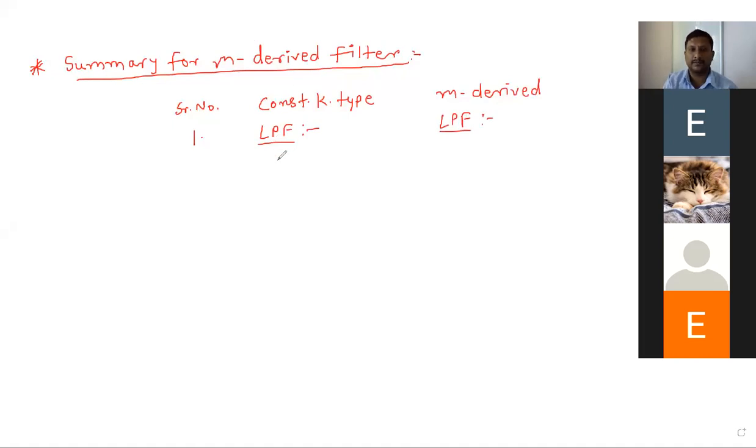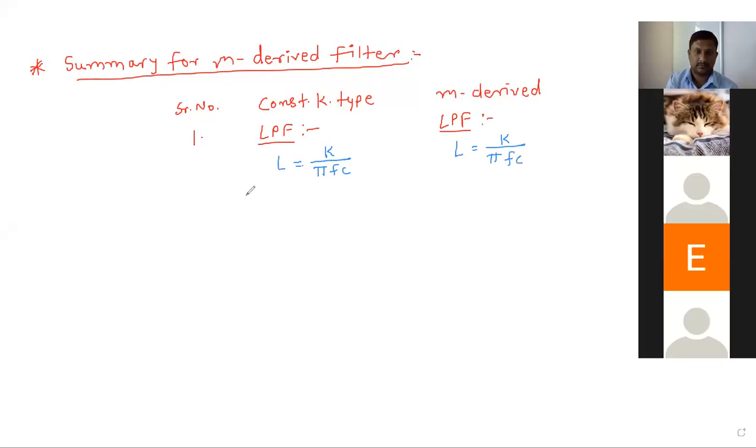So for constant K type, what is the L value? L is equal to K by pi FC. Here it remains the same. L is equal to K by pi FC, correct? Now next, C is equal to 1 upon pi into K into FC. Here also the same. Now next, one more formula is required for the M derived filter, and that is the M value. M is equal to square root of 1 minus (f alpha over FC) whole squared.